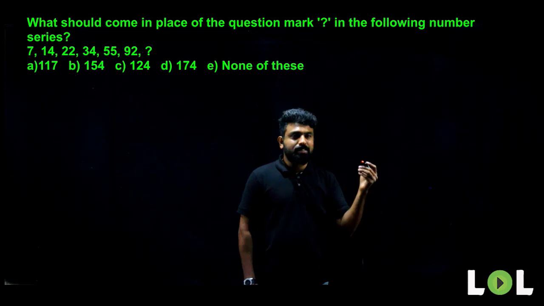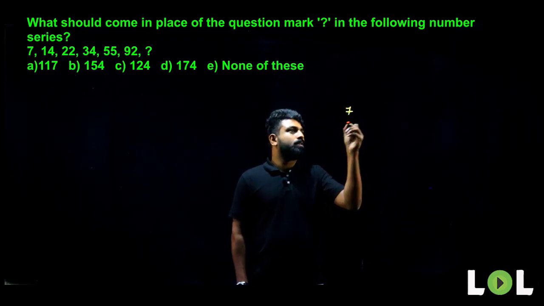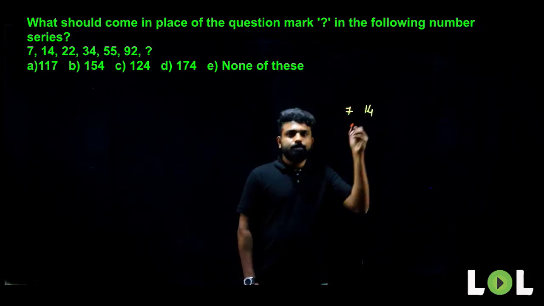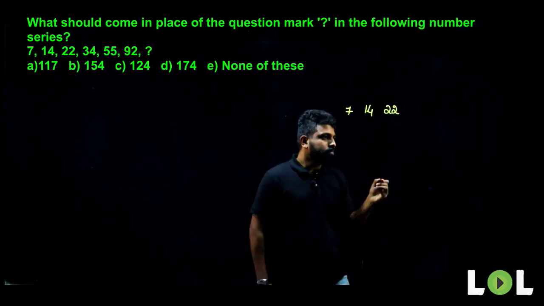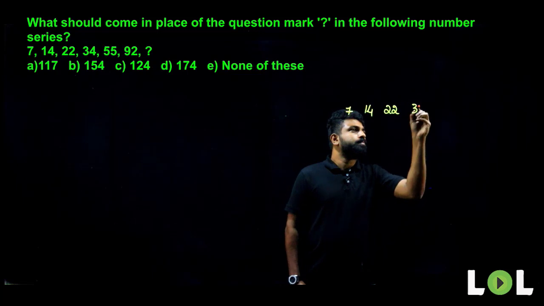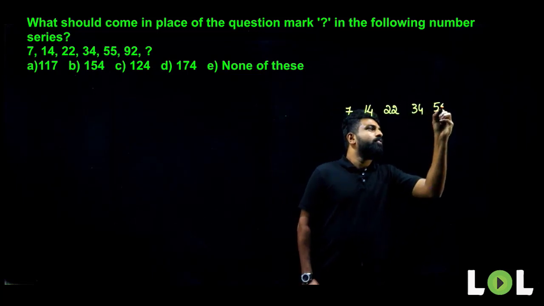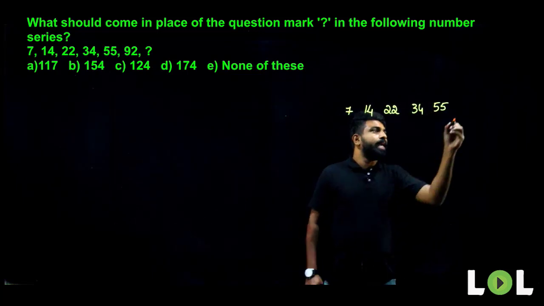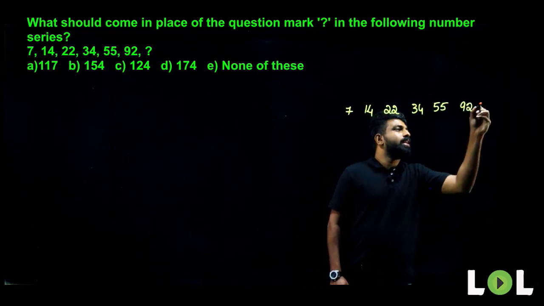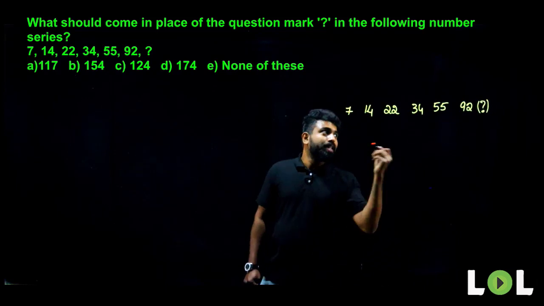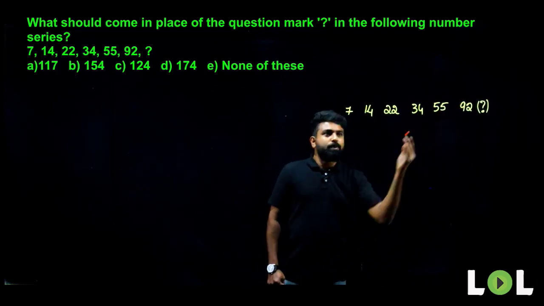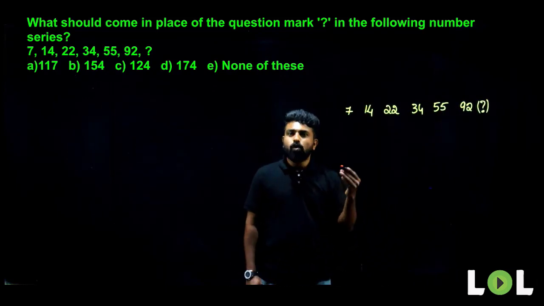What is the series? The series is 7, 14, 22, 34, 55, 92, and then there is a missing term, that is a question mark. Now, look at the series. Is the difference between the first term and the last term big? No, the difference is small.